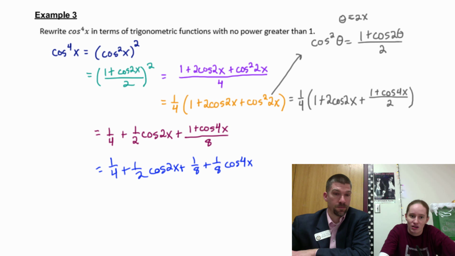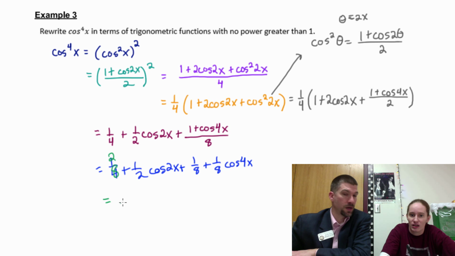And this is why we like identities better than open-ended questions. 1/4 plus 1/8, you change this to 2 over 8. It's 3/8. Did you already say that? Yeah, I did. I said 3/8, my bad. I was thinking about other stuff. That's okay, though.